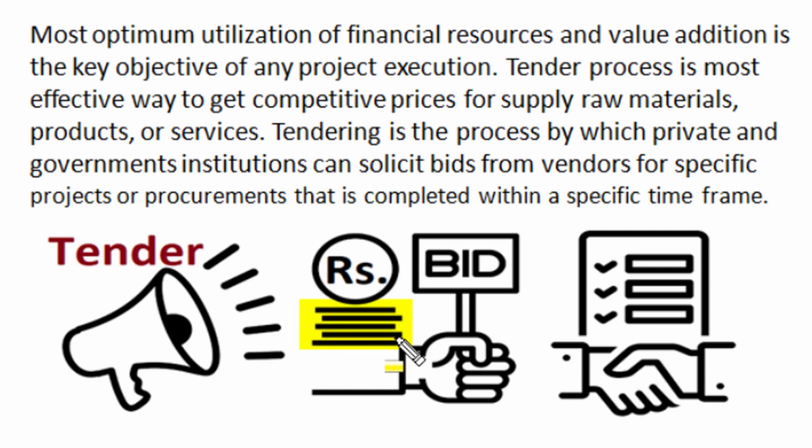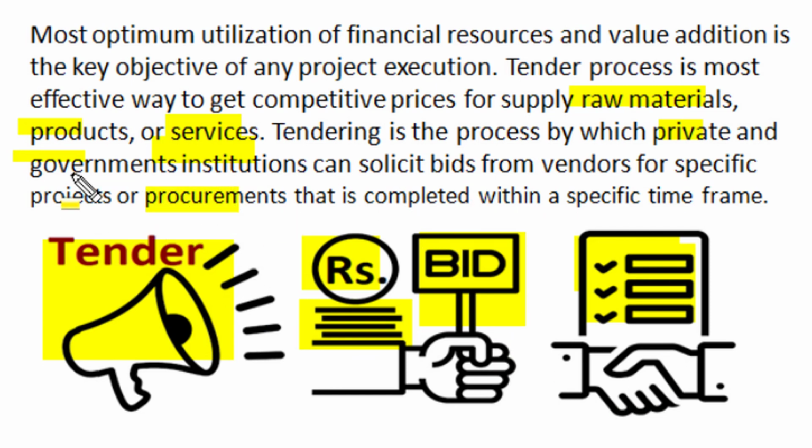Most optimum utilization of financial resources and value addition is the key object of any project execution. Now the tendering process is the most effective way to get competitive rates for supply of raw materials, products or services. Tendering is a process by which both private and government institutions can solicit bids from vendors to supply raw materials, products or services for a specific project or specific procurement.